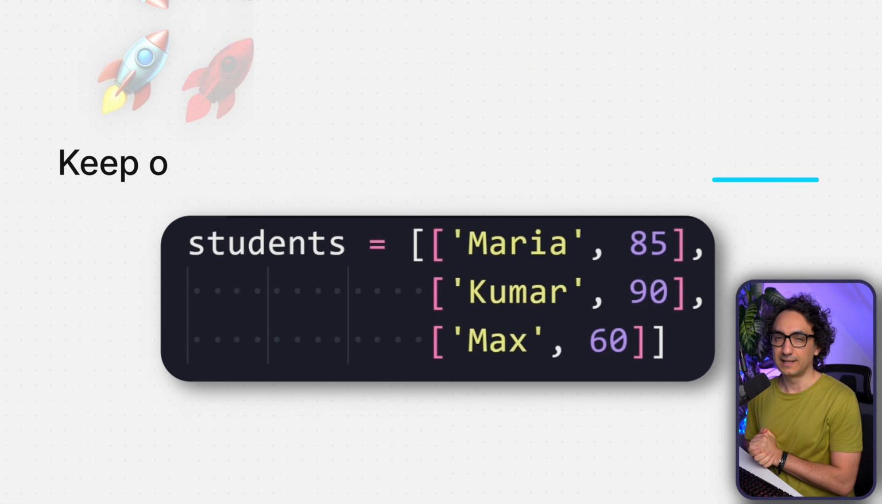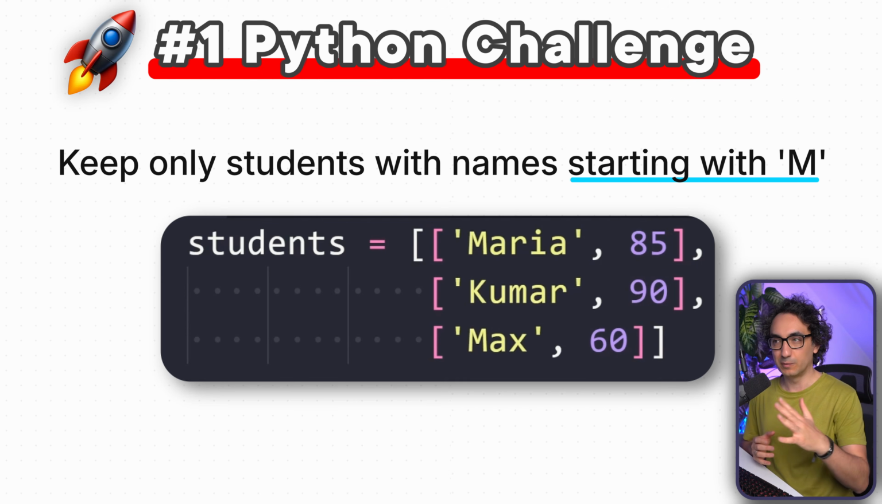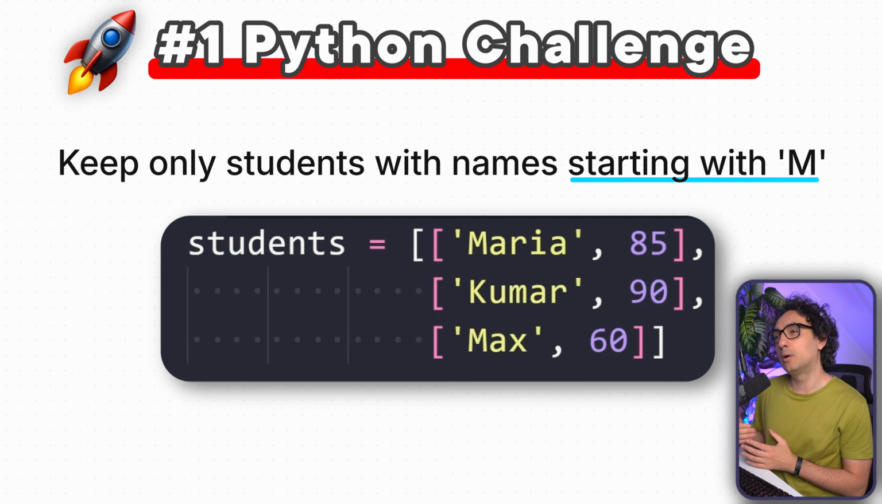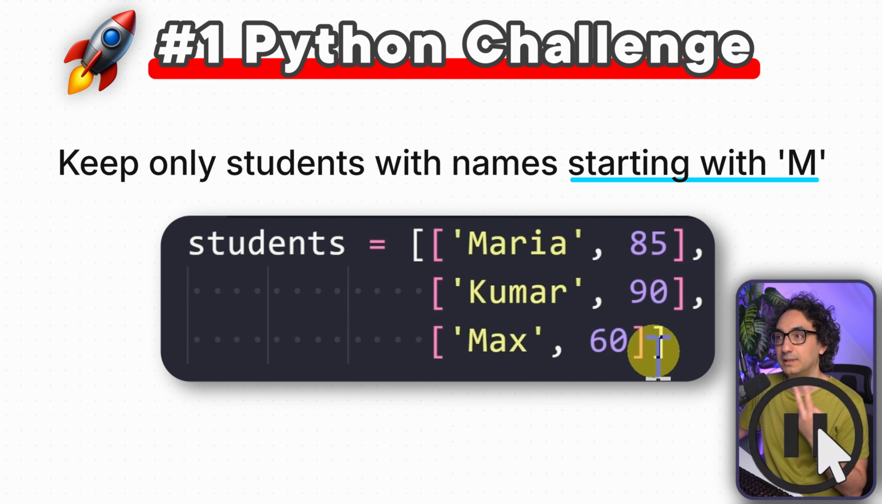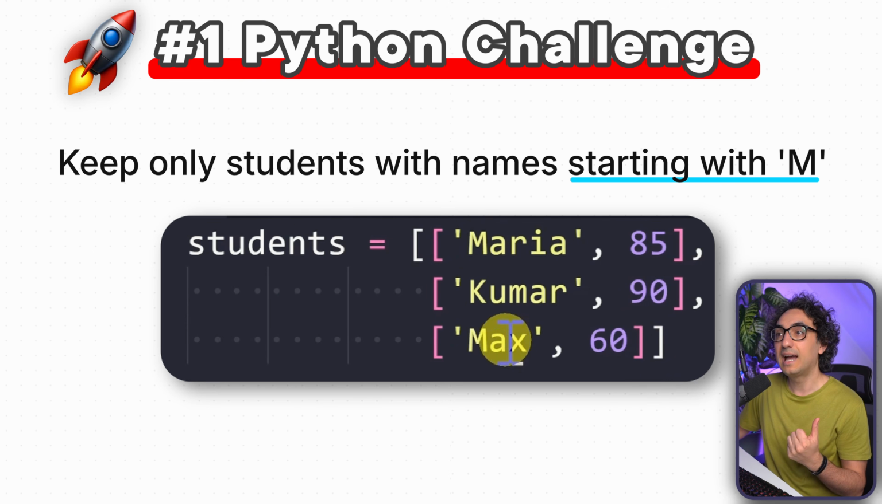Okay, so now another challenge maybe for you, if you want to pause the video. I would like to keep only the students where the first character of their names starts with M. That means by looking at the data, I expect you to have only 2 students in the output, Maria and Max, because both of them start with M. So pause the video, otherwise I'm going to show you how it works.